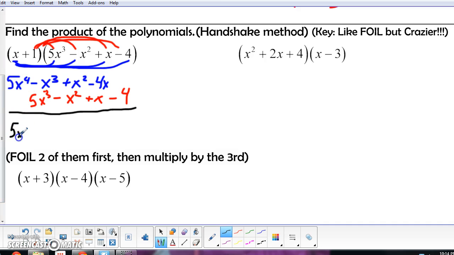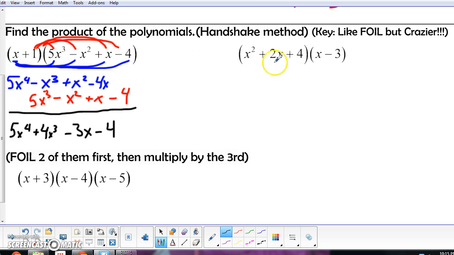5x to the 4th stays as it is. Negative x cubed plus 5x cubed is going to be 4x cubed. The next one, the x squared terms, x squared and negative x squared cancel and actually turn into 0x squared, which I don't have to write. So the next term that I will write down will be negative 3x, which is what I get when I take negative 4x plus 1x. And finally, the negative 4 is the constant. There's my expression. So that's distributing both terms from one to all the terms of the other.